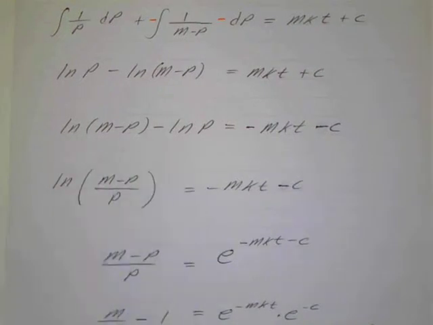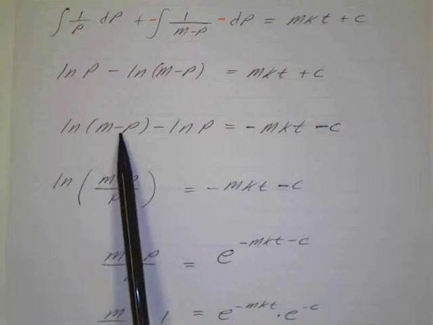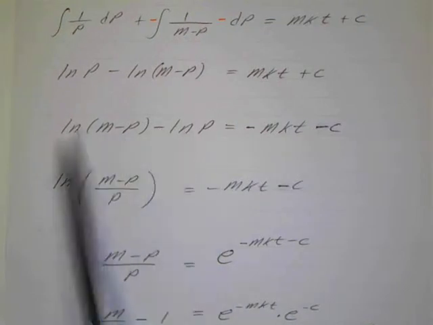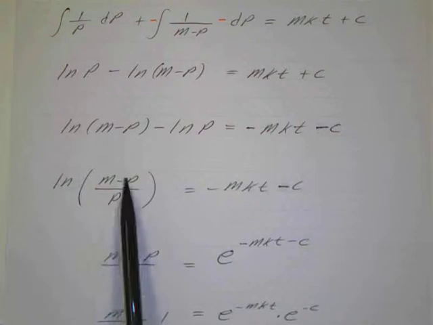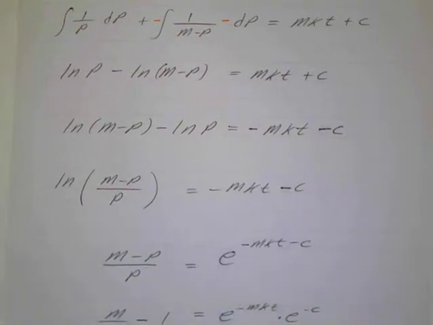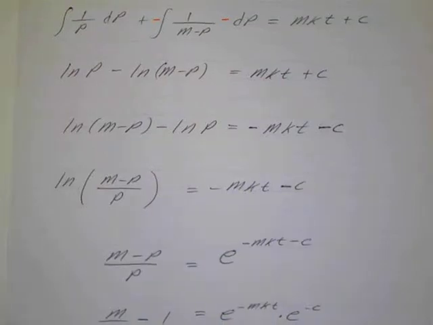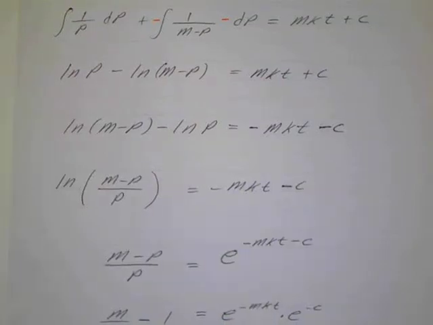Okay, so we've got the natural log of m minus p, minus that. So the difference of the natural logs is the natural log of the quotient, so we'll write this as a quotient. And this is still my negative mkt negative c. Now remember, m and k are positive. Keep that in mind.